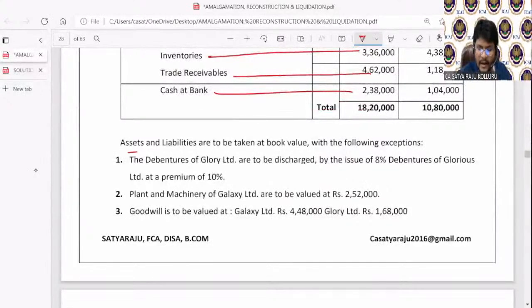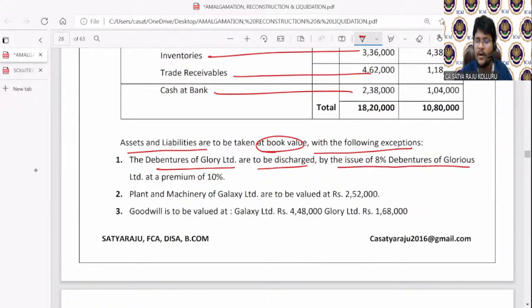Next, assets and liabilities are to be taken at book value with the following exceptions. That means not all assets and liabilities are taken over at book value. Some of the assets and liabilities may be taken over at other than book value, he is telling. The debentures of Glory Limited are to be discharged by the issue of 8% debentures of Glorious Limited at a premium of 10%. What does it mean?